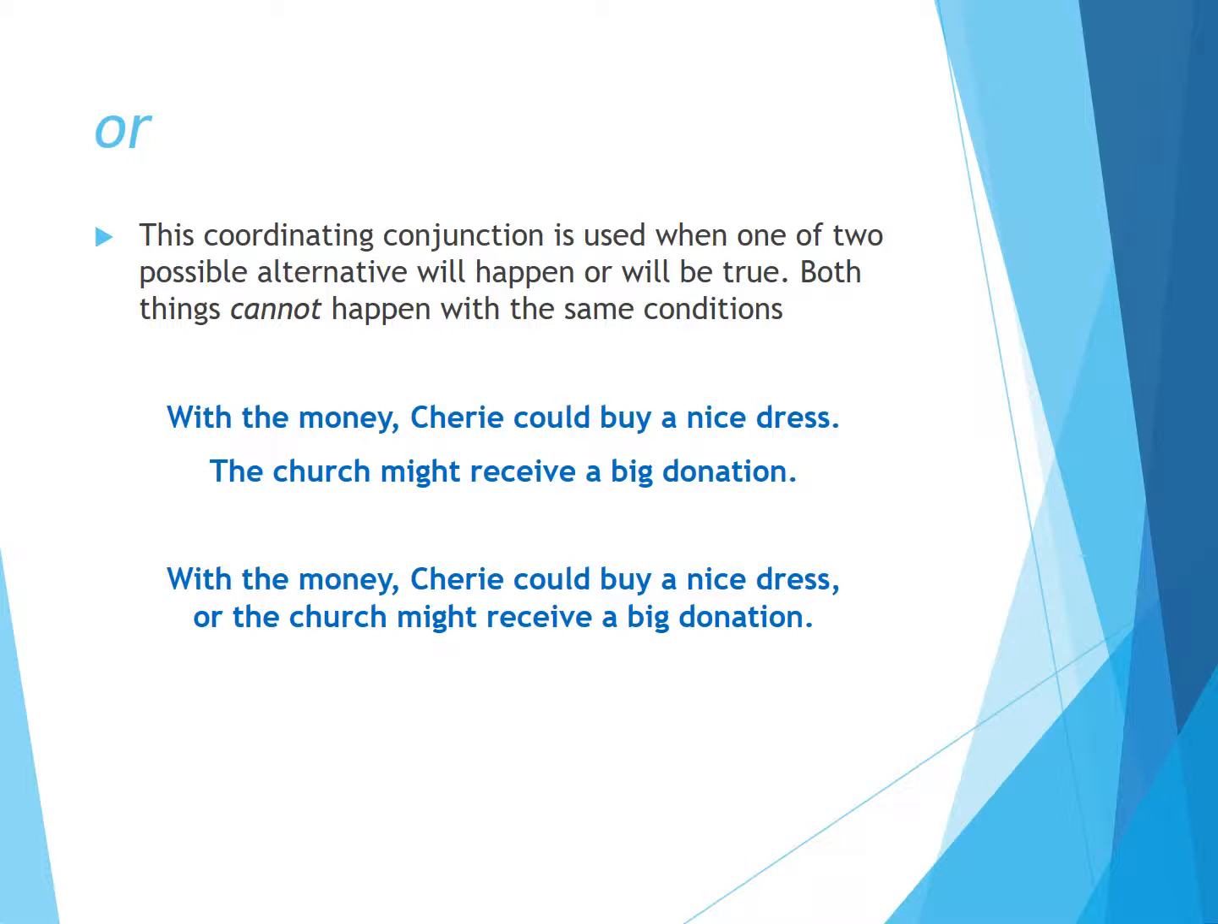Or, this coordinating conjunction is used when one of two possible alternatives will happen or be true. Both things cannot happen with the same conditions. With the money, Sherry could buy a nice dress. The church might receive a big donation. We can combine those two sentences to write, with the money, Sherry could buy a nice dress, or the church might receive a big donation.